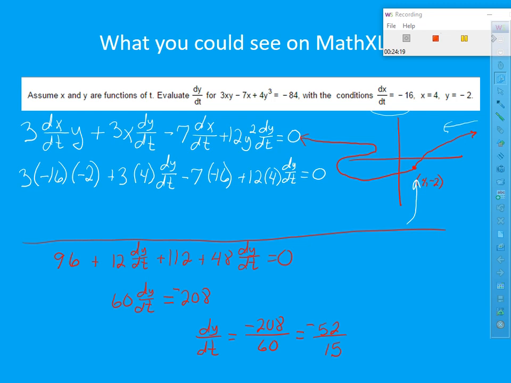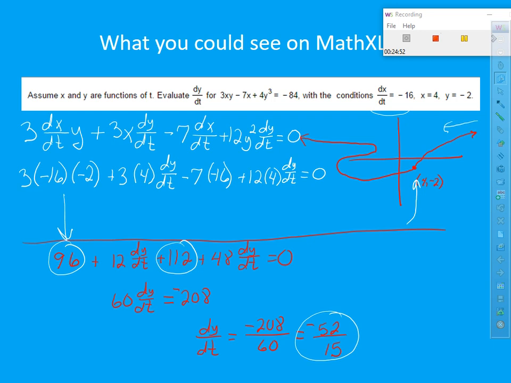Now guys, what I've done from here, just to save time on the video: 3 times negative 16 times negative 2 is 96, plus 12y, plus 112, plus 48 dy/dt equals 0. I combined this and got 208 and moved it to the right-hand side as negative. Then I divided everything by 12 plus 48, 60. So here's how the value of y is changing. As my particle approaches this point, my y value is dropping at negative 52/15 at that time.